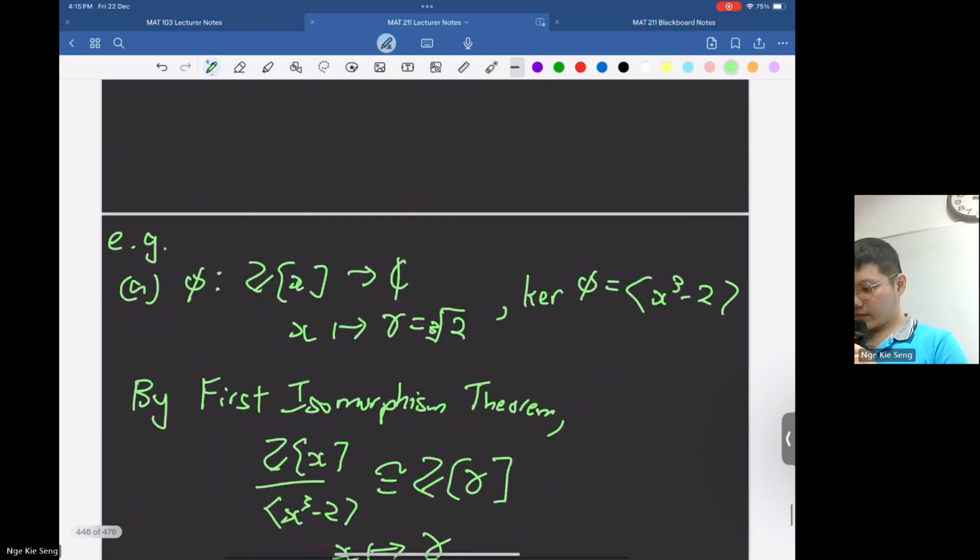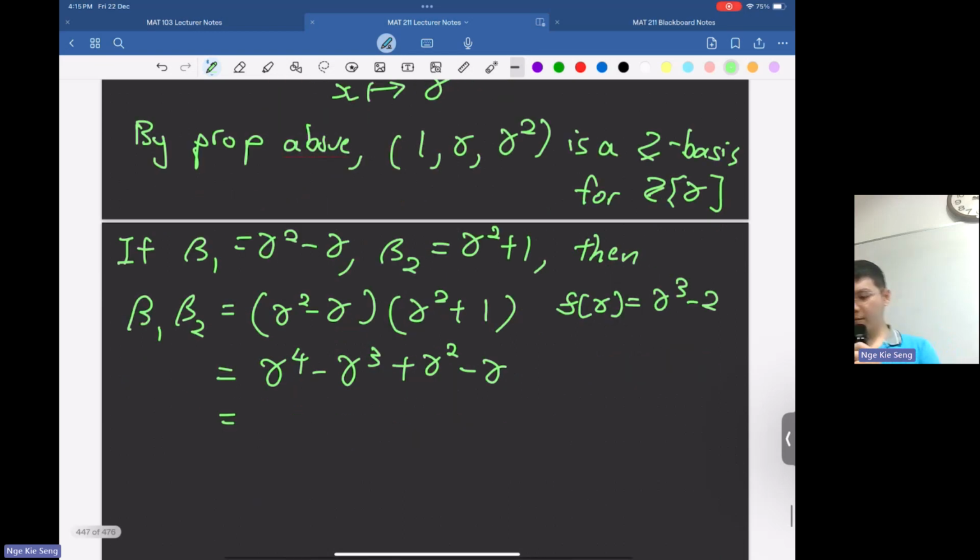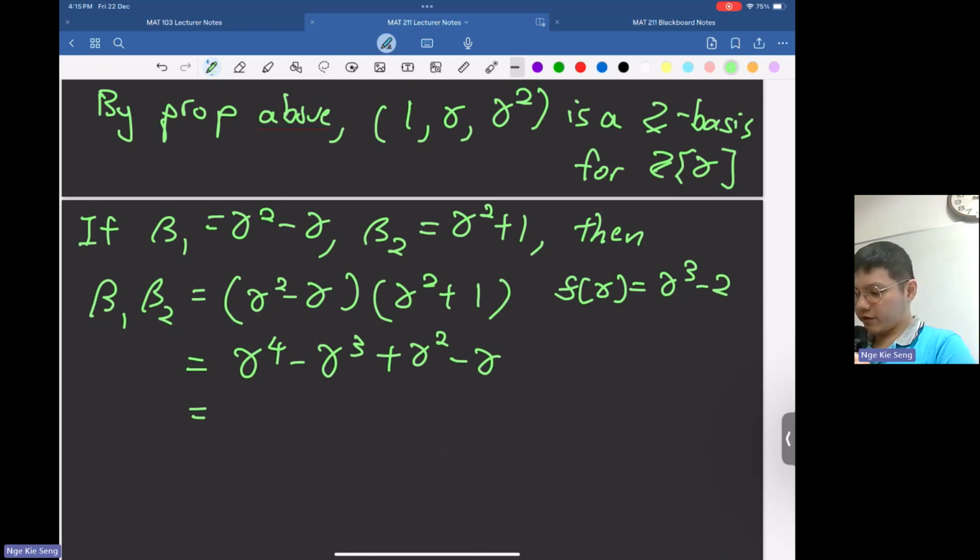Let me see here. So what is F alpha? Let's keep F alpha here. So F alpha, F gamma is equal to gamma cubed minus 2. Okay. So we can reduce polynomials with a higher degree than 3. How should we do this? What's the easiest convenient way? Okay, so let's do this. So we have gamma times gamma cube minus gamma cube plus gamma squared minus gamma.